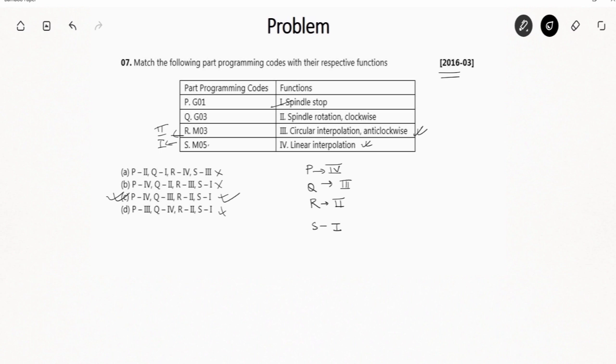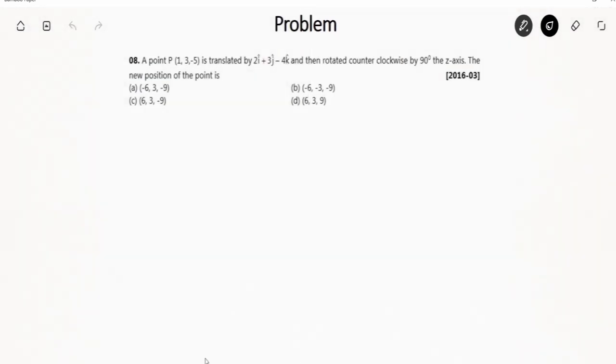Now moving to the next question. This is a GATE question from the year 2016. They are saying a point P is translated by 2i cap plus 3j cap minus 4k cap and then rotated counterclockwise by 90 degrees about the z axis. The new position of the point is.